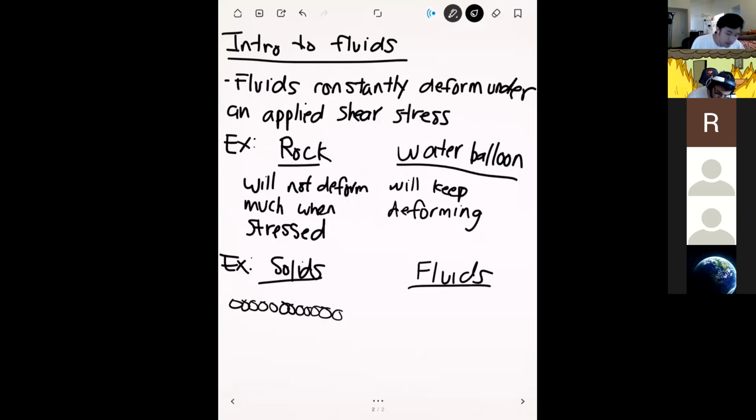If you remember from 8th grade science class or your chemistry classes, the molecules in a solid are very tightly packed and very organized, right? They look kind of like little soldiers in a row. And that's what gives it its rigid structure. Draw one more row. Whereas for fluids, the molecules might be packed together, but they're a lot more free.